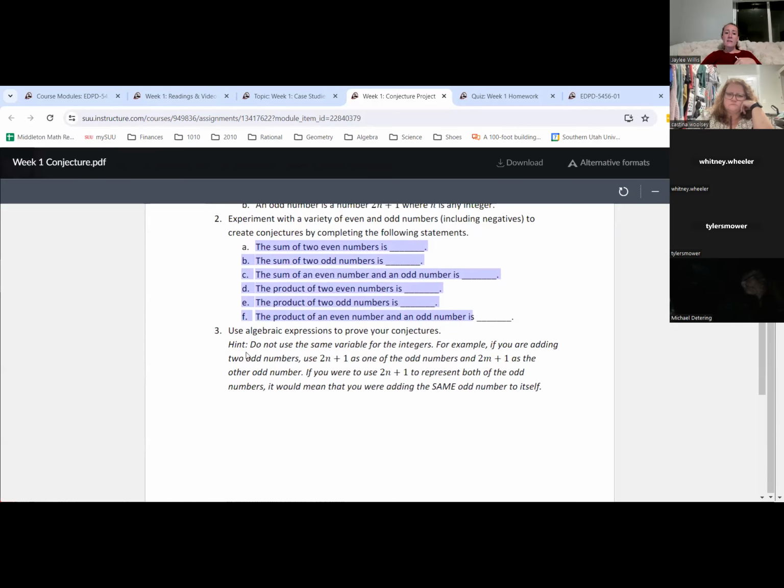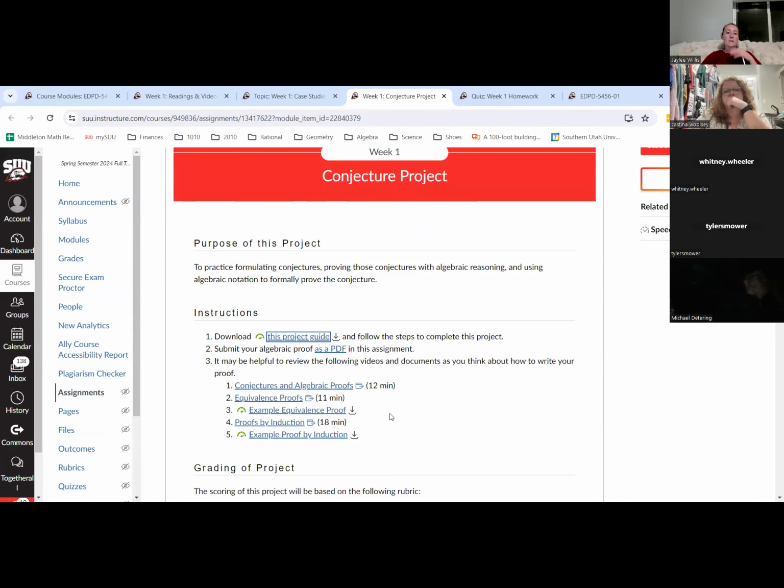And I sometimes give you hints based on what I think might be helpful. And then these ones are in all of the assignments so that you can reference back to them if you have questions on them, or questions about how to write a proof or what it should look like.